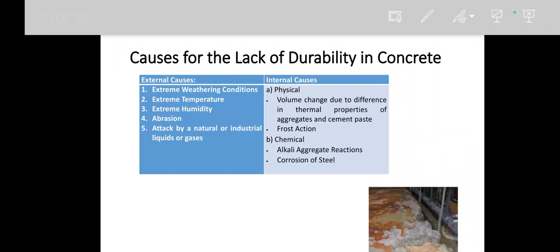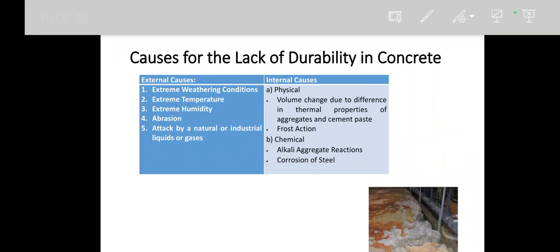Or sometimes corrosion of steel also will happen. This we already studied. Corrosion of steel means due to the entry of water, air, or some chemicals like chlorine, the passive layer will be disturbed and its pH will be reduced, and the rusting of the steel bar will happen.